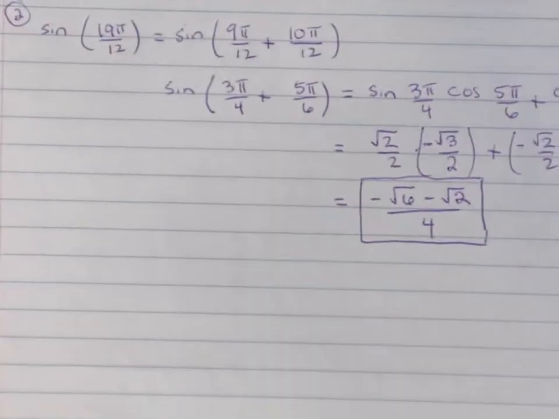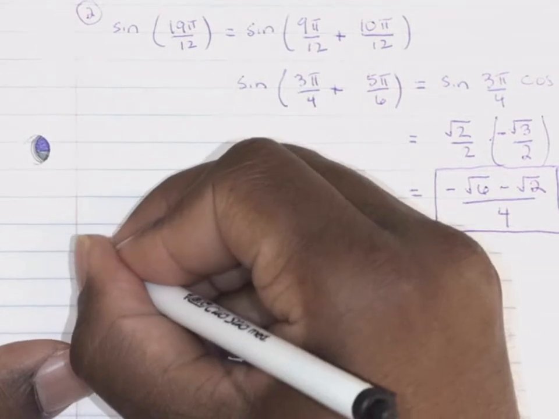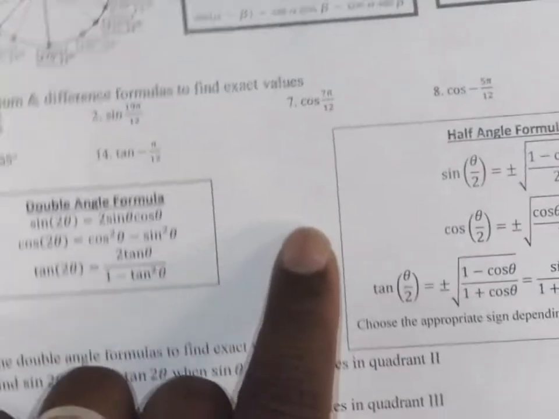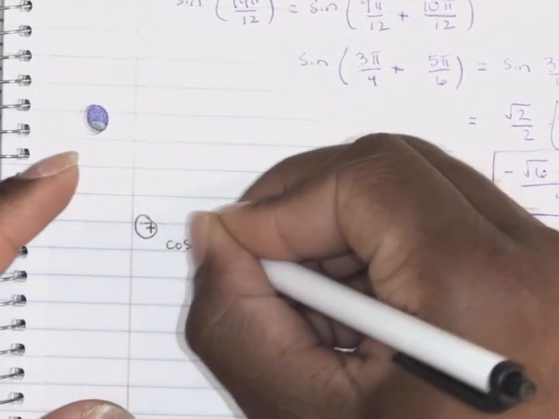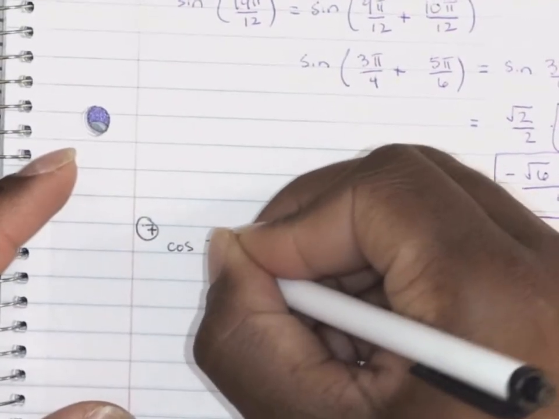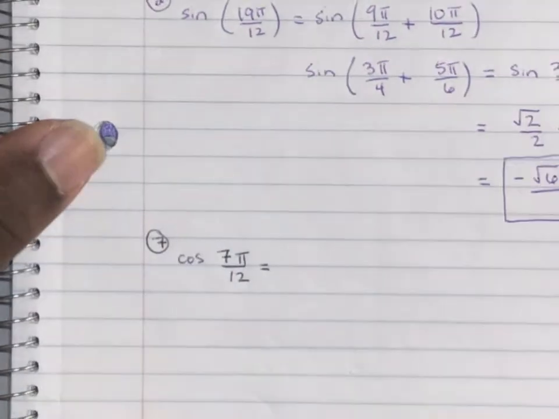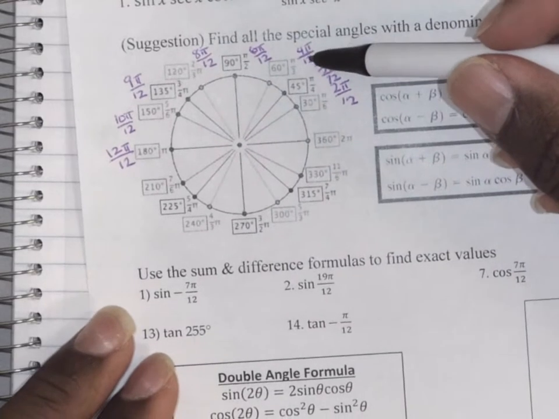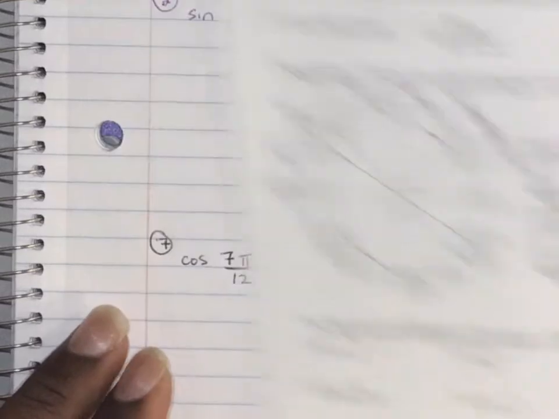All right. Let's go on to number 3, I think. Number 7. Nope, because I didn't read number. So jumping to number 7. Right here, cosine of 7 pi over 12. So 2 angles, maybe 4 and 3. 4 pi over 12 plus 3 pi over 12.